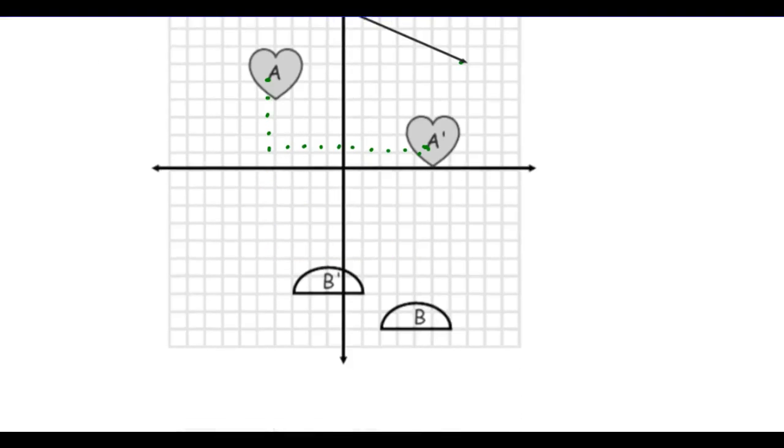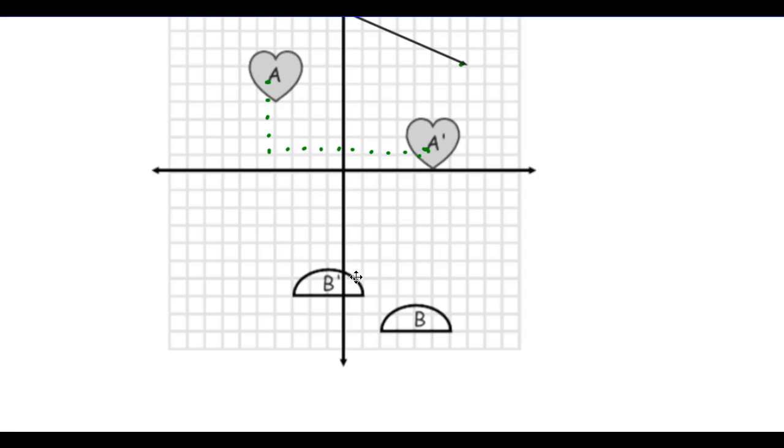The next one, B to B prime. Pay attention to the order in which you have to draw the vector. B starts here, B prime is here. You either connect the lower right to the lower right corner or the lower left to the lower left. I'm going to go lower left to lower left. I would have to go up 2 and to the left 1, 2, 3, 4, 5.